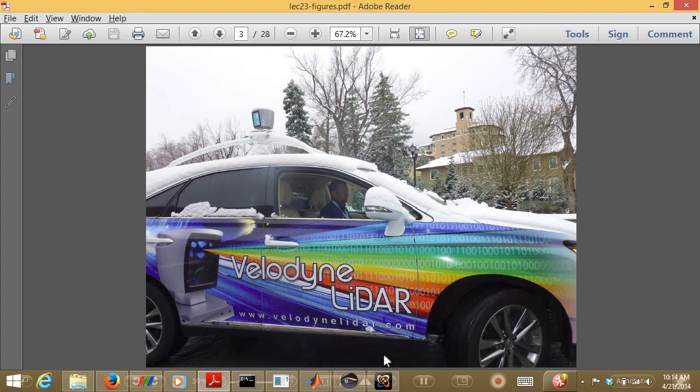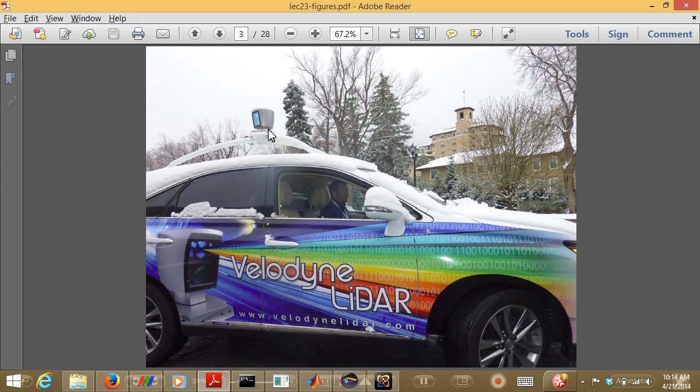You're also probably familiar with the DARPA Grand Challenge and self-driving cars. The Google cars also have laser scanners on them that operate on the same principles. This is a Velodyne scanner. Basically, there's this laser scanner on top of this car that is spinning around very rapidly and acquiring 3D points.